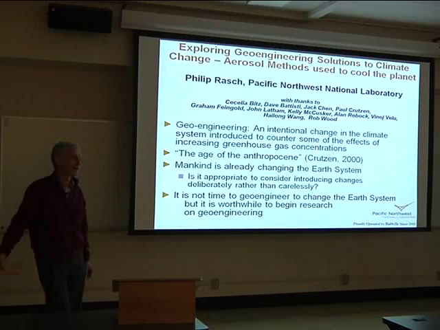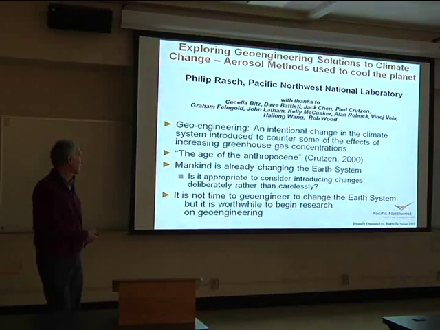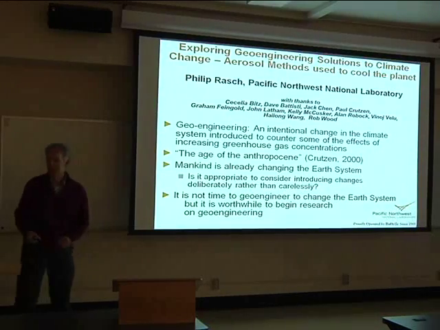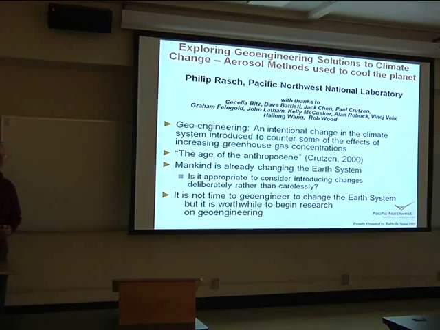I don't have time to really go through that history with you, but the acknowledgement of man's role on climate has sort of come to fruition with a term that Paul Crutzen introduced called the Anthropocene, indicating that this is a time when mankind is impacting many aspects of the Earth. And it's worth recognizing that man is already changing the Earth system. And I've posed the question here, is it appropriate to consider introducing these kind of changes deliberately rather than carelessly?